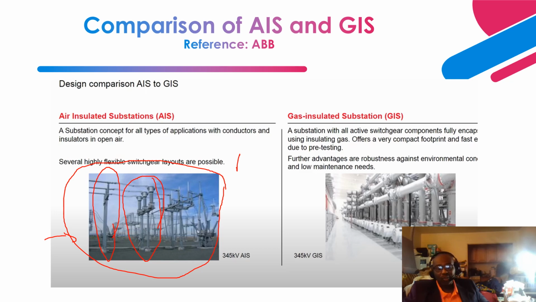Comparably, with the GIS, they are all in a metal enclosure. All the insulation and the components, everything is inside these enclosures. As such, you have a lower footprint, and also you are utilizing SF6. SF6 has a higher dielectric capability compared to air. So that is why you have a larger spacing and larger footprint if you are utilizing air as the insulating medium.